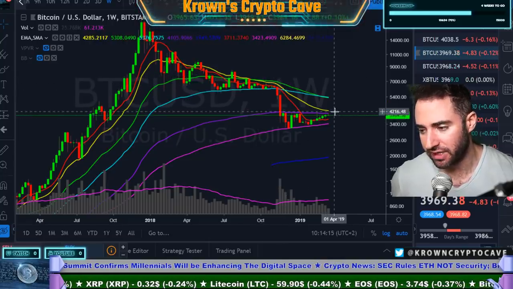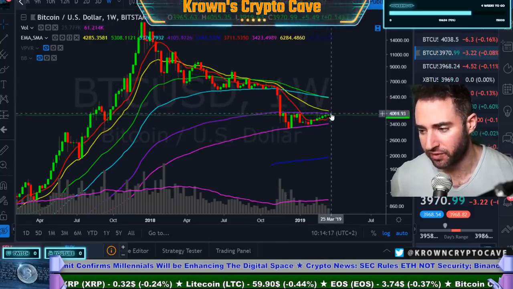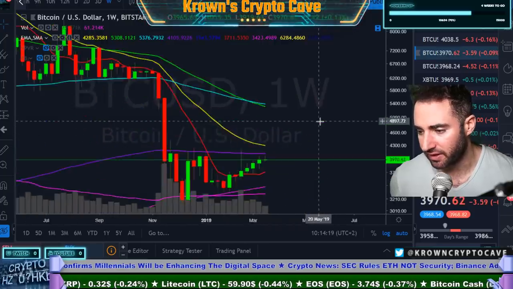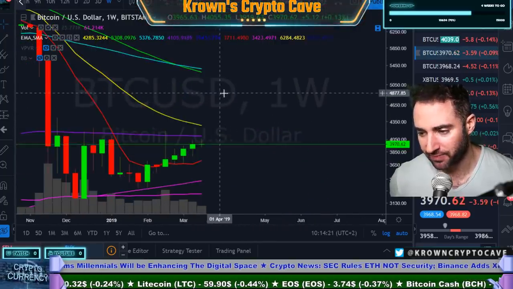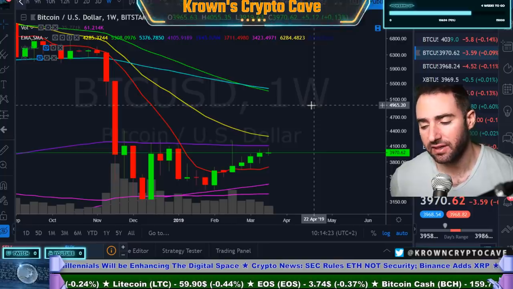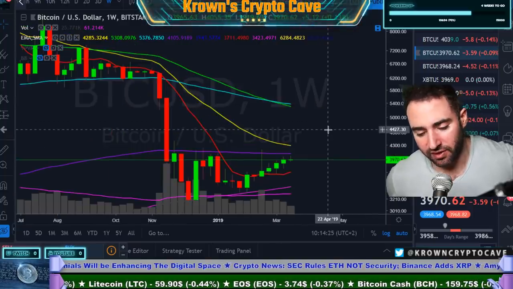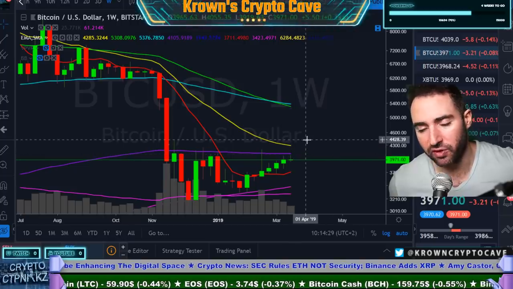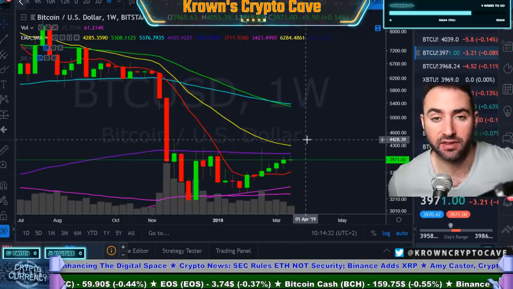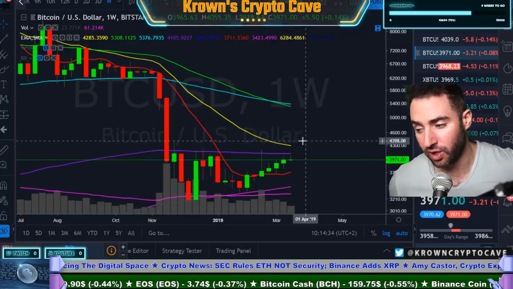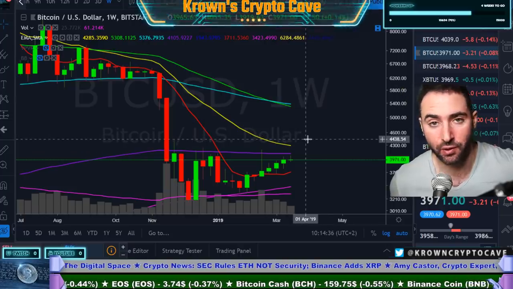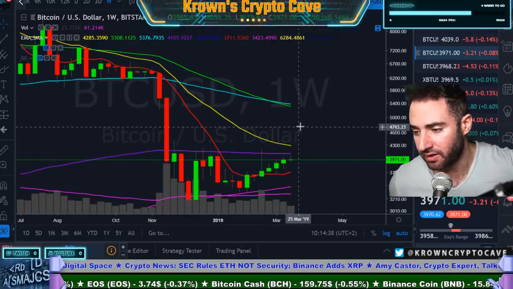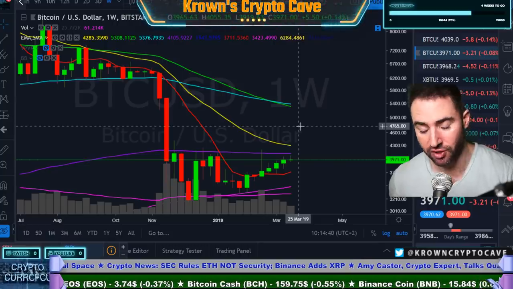And I will take it off if we actually open and close a weekly candle above this 200 exponential moving average right here, as that would be a change in behavior. So what would make me reconsider the medium time frame picture? Well, we need to both open and close a weekly candle above this 200 exponential. Then I'd be looking for a move at least into the mid 4,000s, around 4,500. And then probably 4,800 becomes a legitimate target at that point as well.